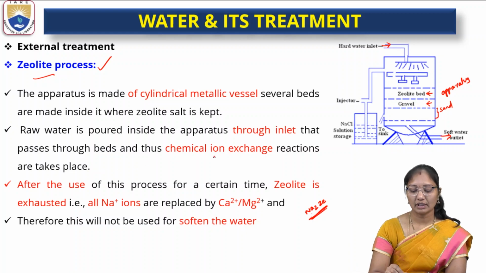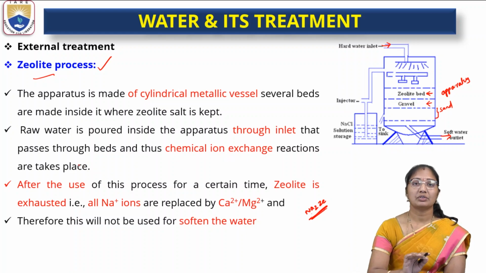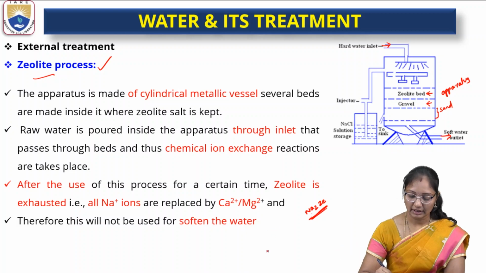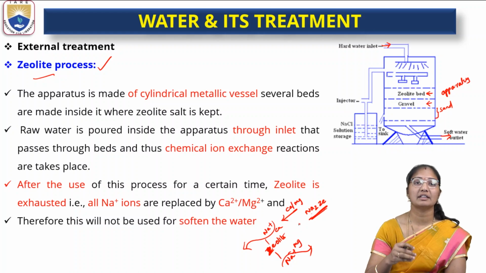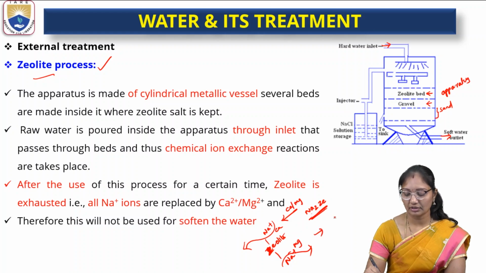Then chemical ion exchange reactions take place. Suppose it is a zeolite, Ze, having two Na+ ions. When the hard water having calcium and magnesium salts reacts with the zeolite, it easily displaces the sodium, and calcium and magnesium bind in place of the sodium. The resultant zeolite will be calcium zeolite or magnesium zeolite.